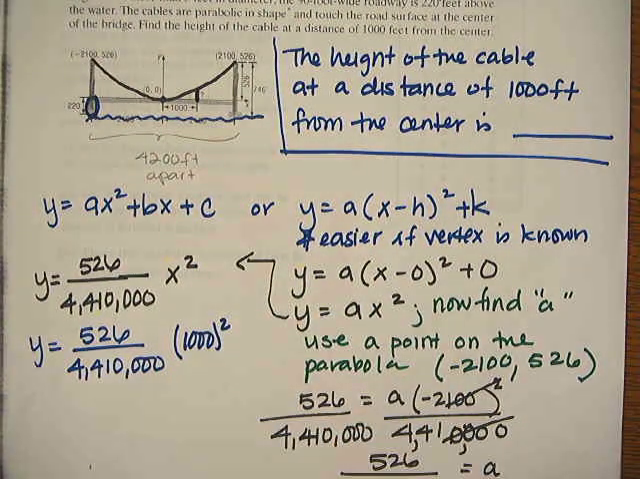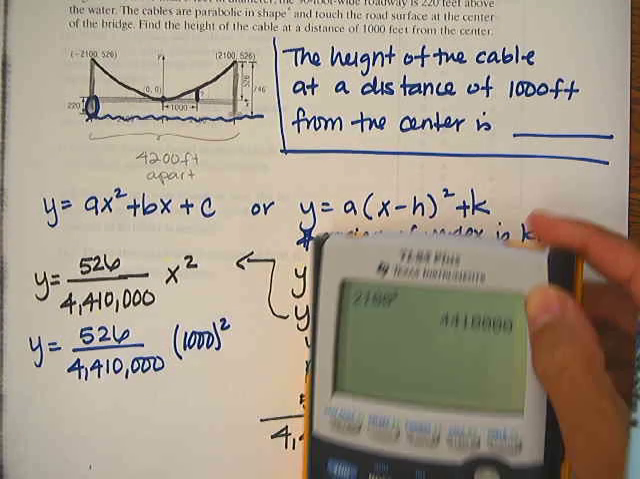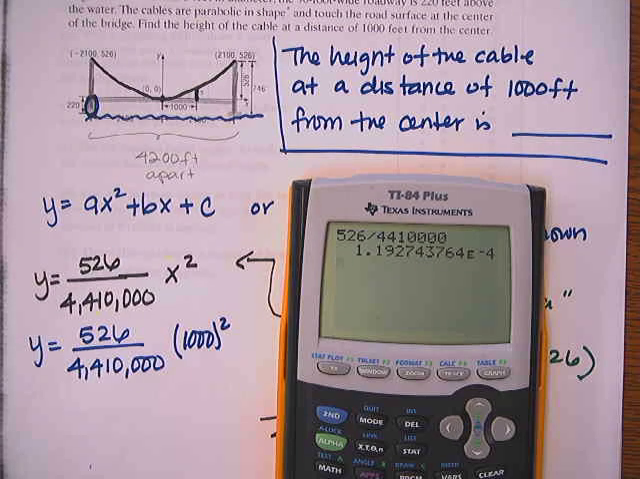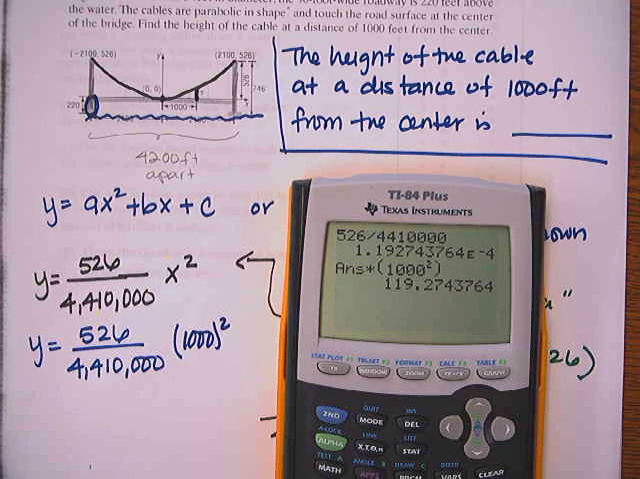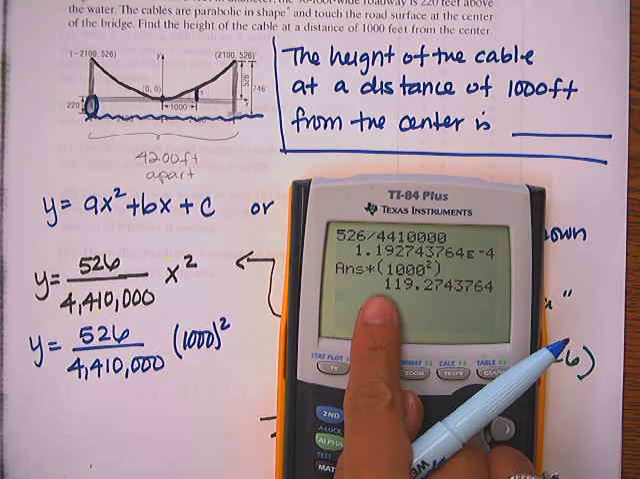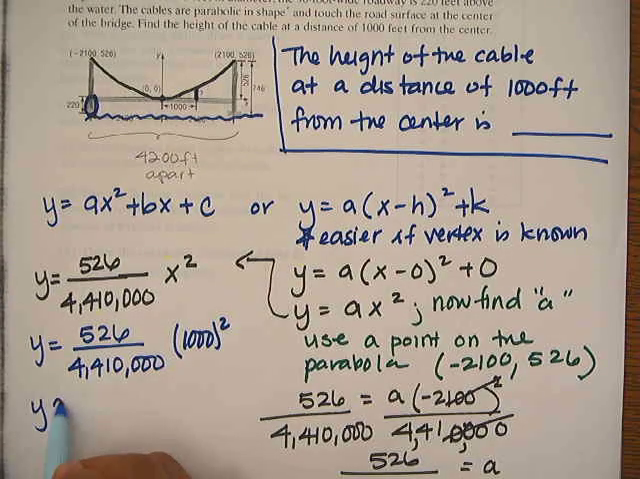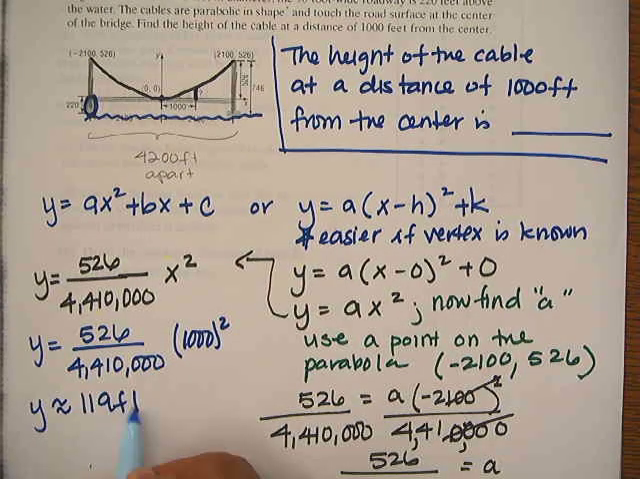Okay. Let's enter it all in your calculator. So 526 divided by 4,410,000 with 3 zeros. Hit enter. Some small numbers, but carry it over. So hit answer times 1,000 squared. All right, look at that number. Let's see, about 119, and the unit of measurement was feet. Okay, so y comes out to be 119 feet.